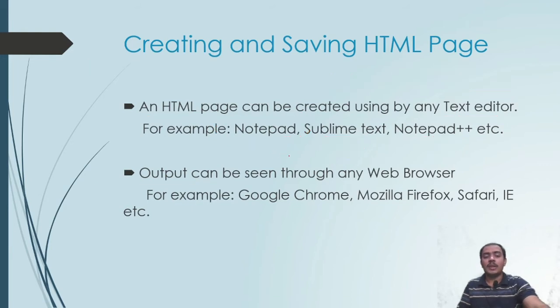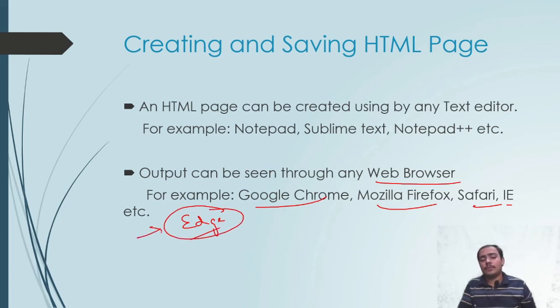Well, for checking the output, we can use any kind of web browser program. It can be Google Chrome, Mozilla Firefox, Safari, Internet Explorer, Edge, or any other mobile web browser you can use very easily to check the output of your HTML pages.